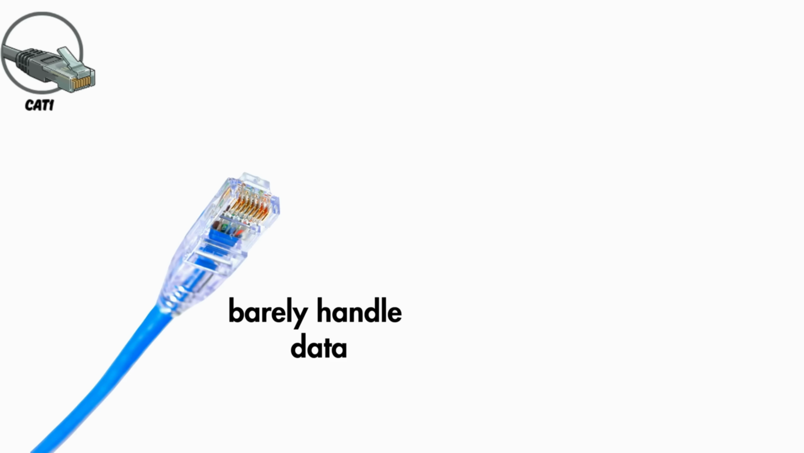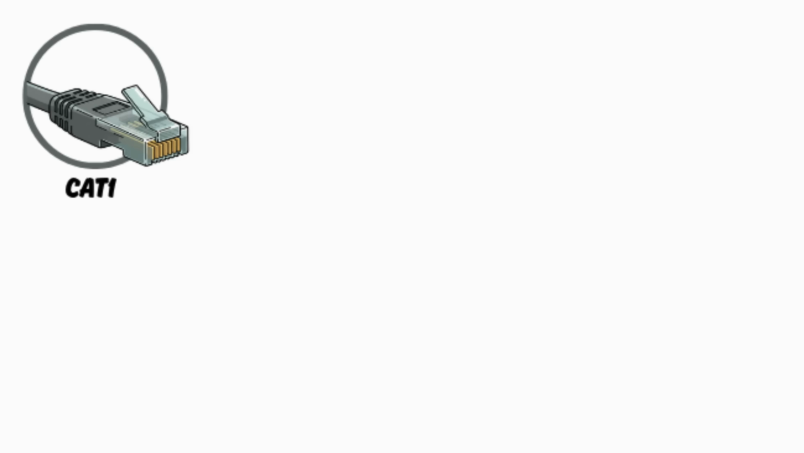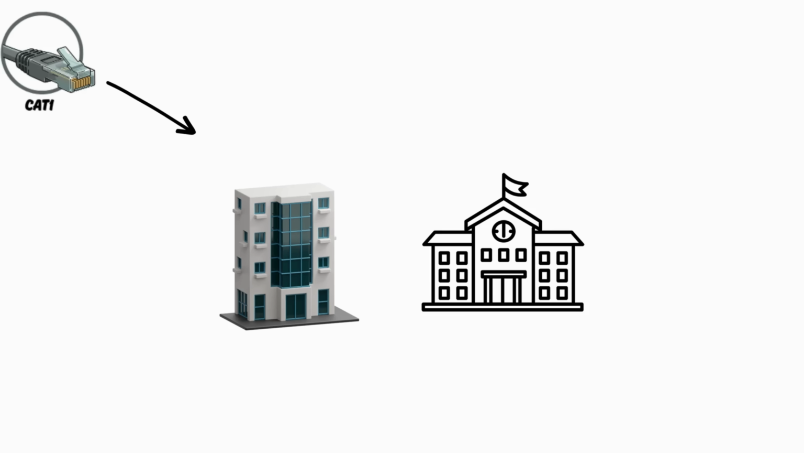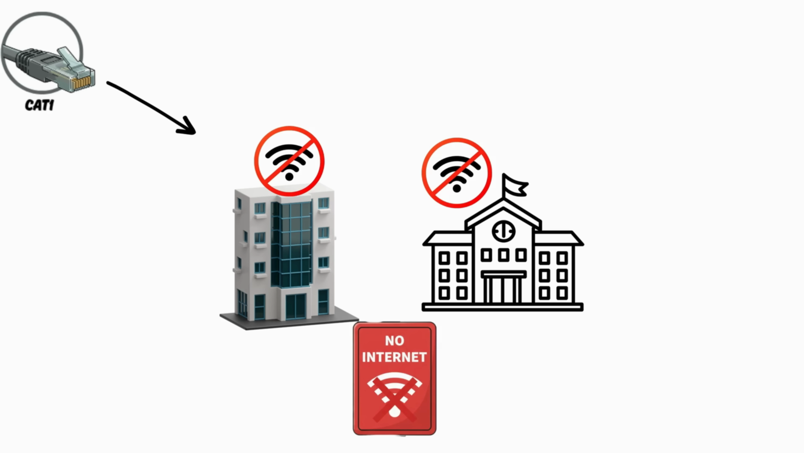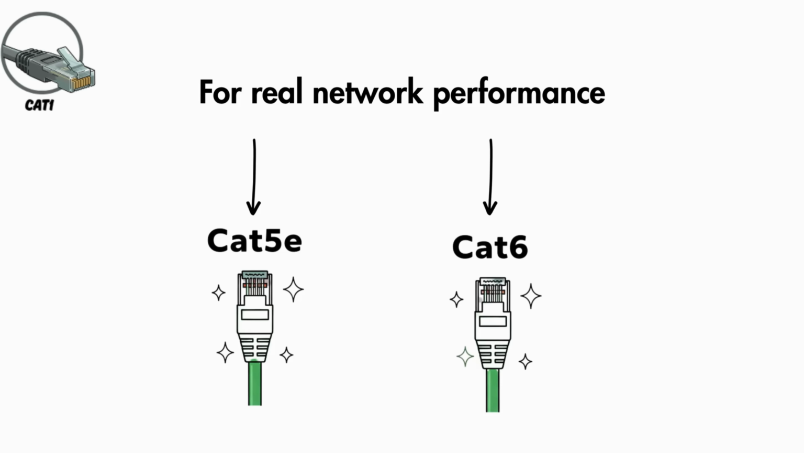It can barely handle data and isn't recognized in modern networking standards, since official categories start from CAT 3 and above. Today, CAT 1 is considered completely outdated. If you find it in old buildings, it's not suitable for internet use. For real network performance, you should upgrade to at least Cat 5e or Cat 6.